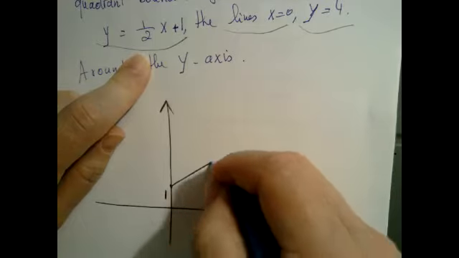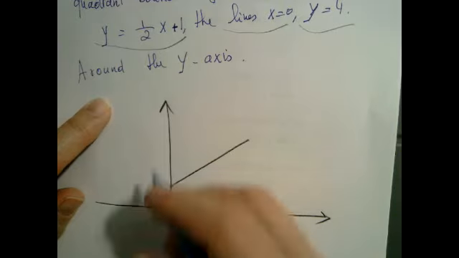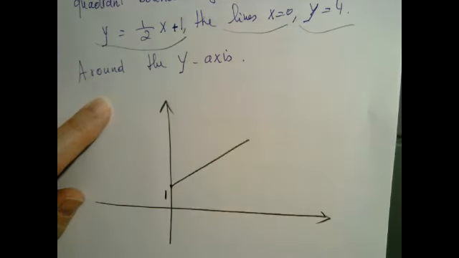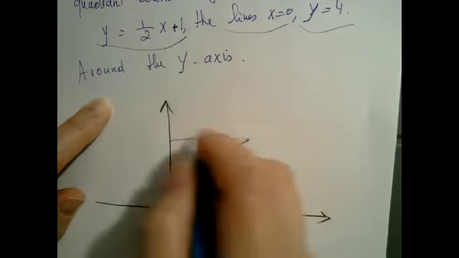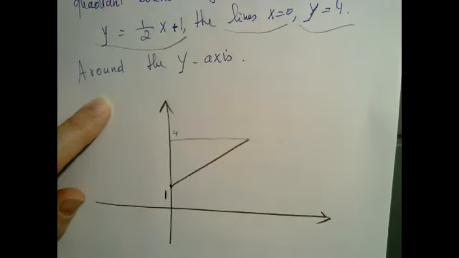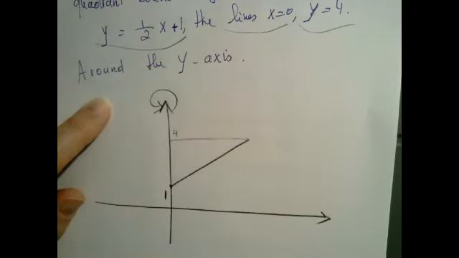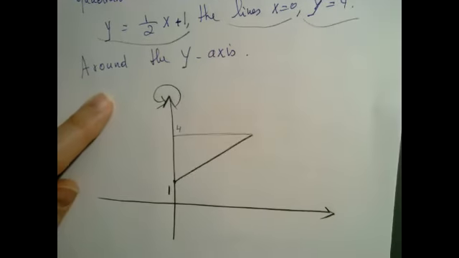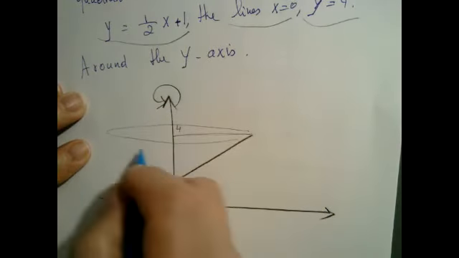And then it goes up like that. That's a straight line, in the first quadrant, so I don't have to worry about the other piece. The line x equal to 0, that's the y-axis. The line y equal to 4. That's the line y equal to 4. And I'm going to rotate it around the y-axis this time instead of the x-axis.